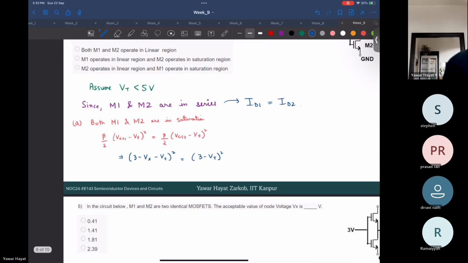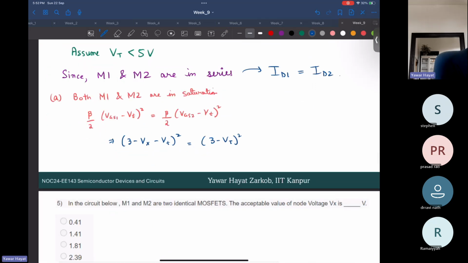Now, what does this imply? If this is equal to this, then what does that imply? Can anyone comment on Vx? What should Vx be if this is the case? This is simple, right? Vx has to be 0 for this equation to be satisfied. So I'll write Vx is equal to 0.